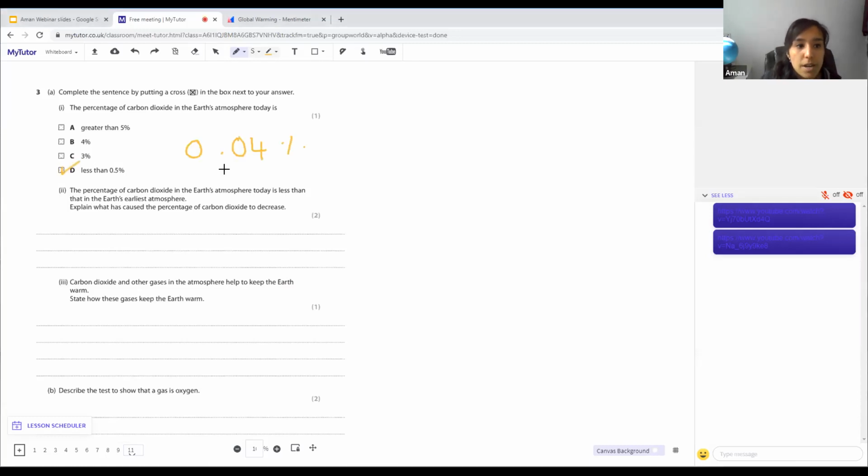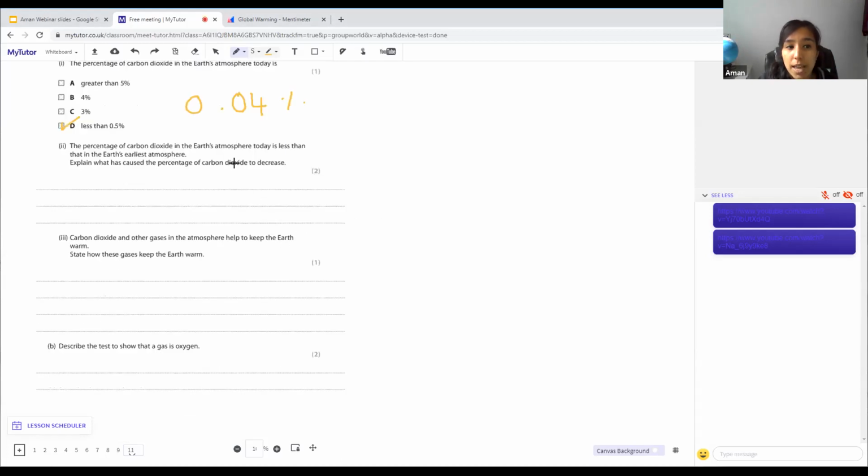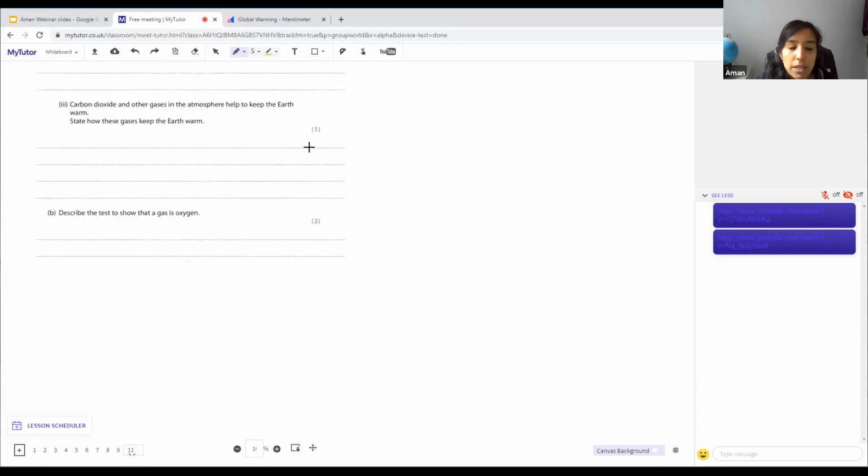So it's D. The percentage of carbon dioxide in the Earth's atmosphere today is less than in the Earth's early atmosphere. So we won't answer this question because we've done it already, but it's essentially saying that photosynthesis took in carbon dioxide, and as well as that, it was dissolved in oceans to produce calcium carbonate rocks. All of that will reduce the amount of carbon dioxide in the Earth's early atmosphere. Okay, let's have a go at this question though.